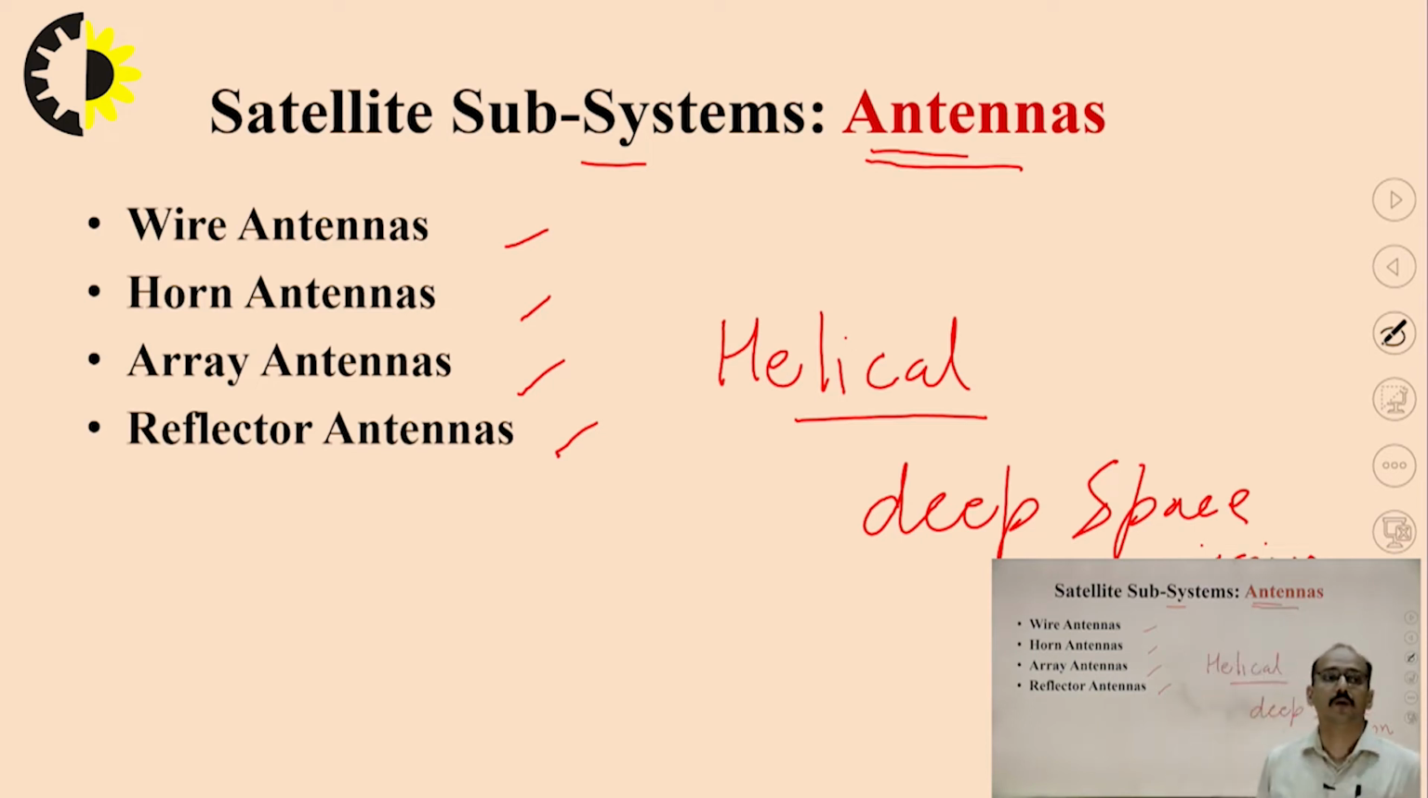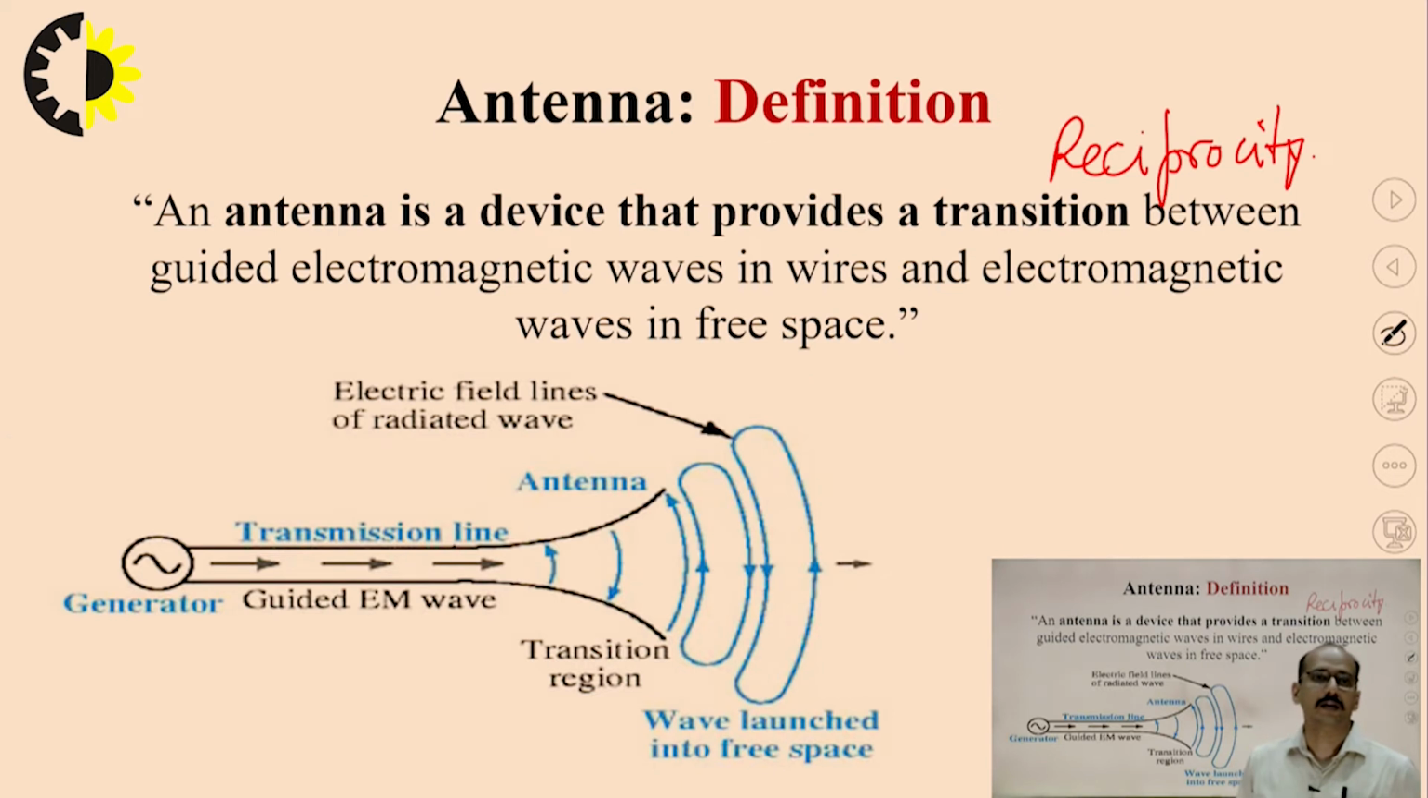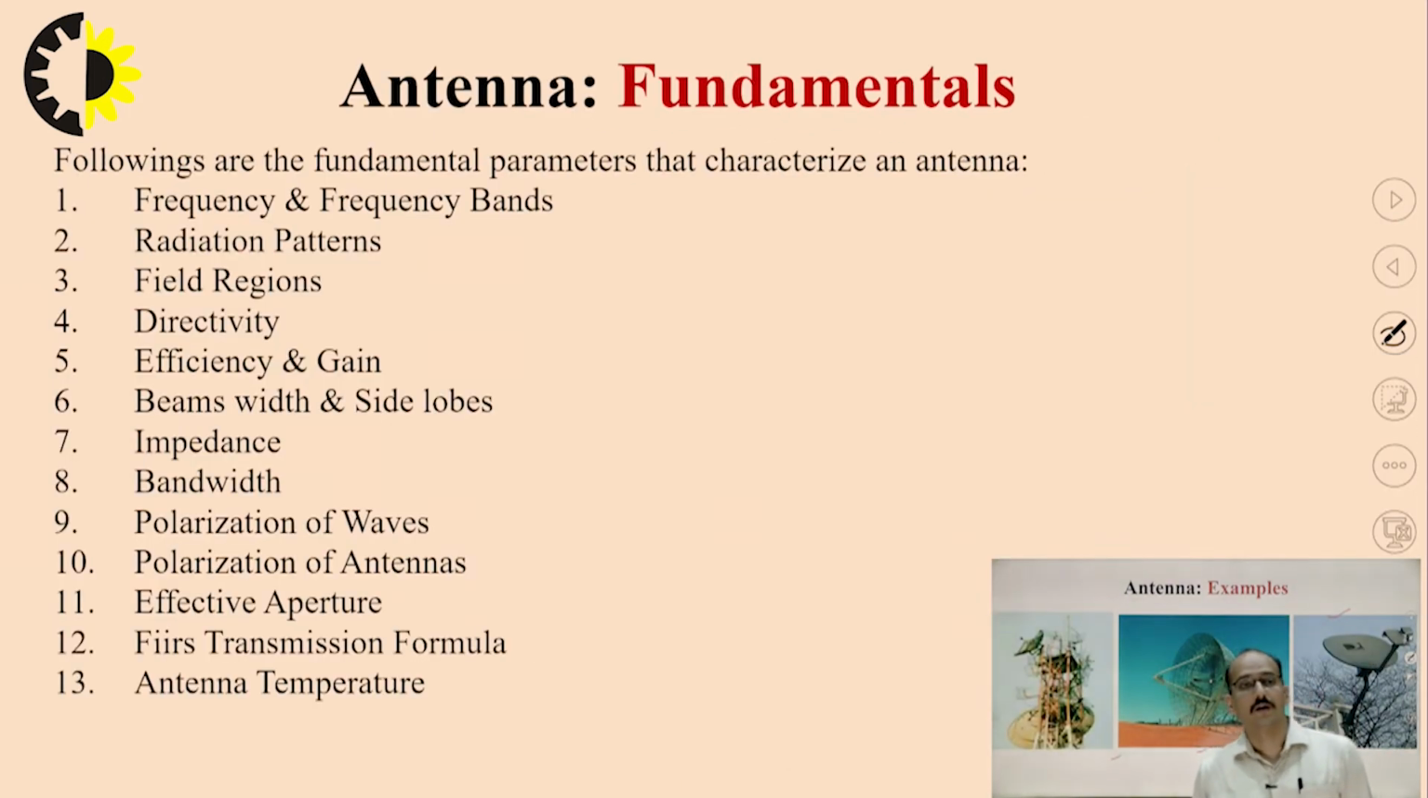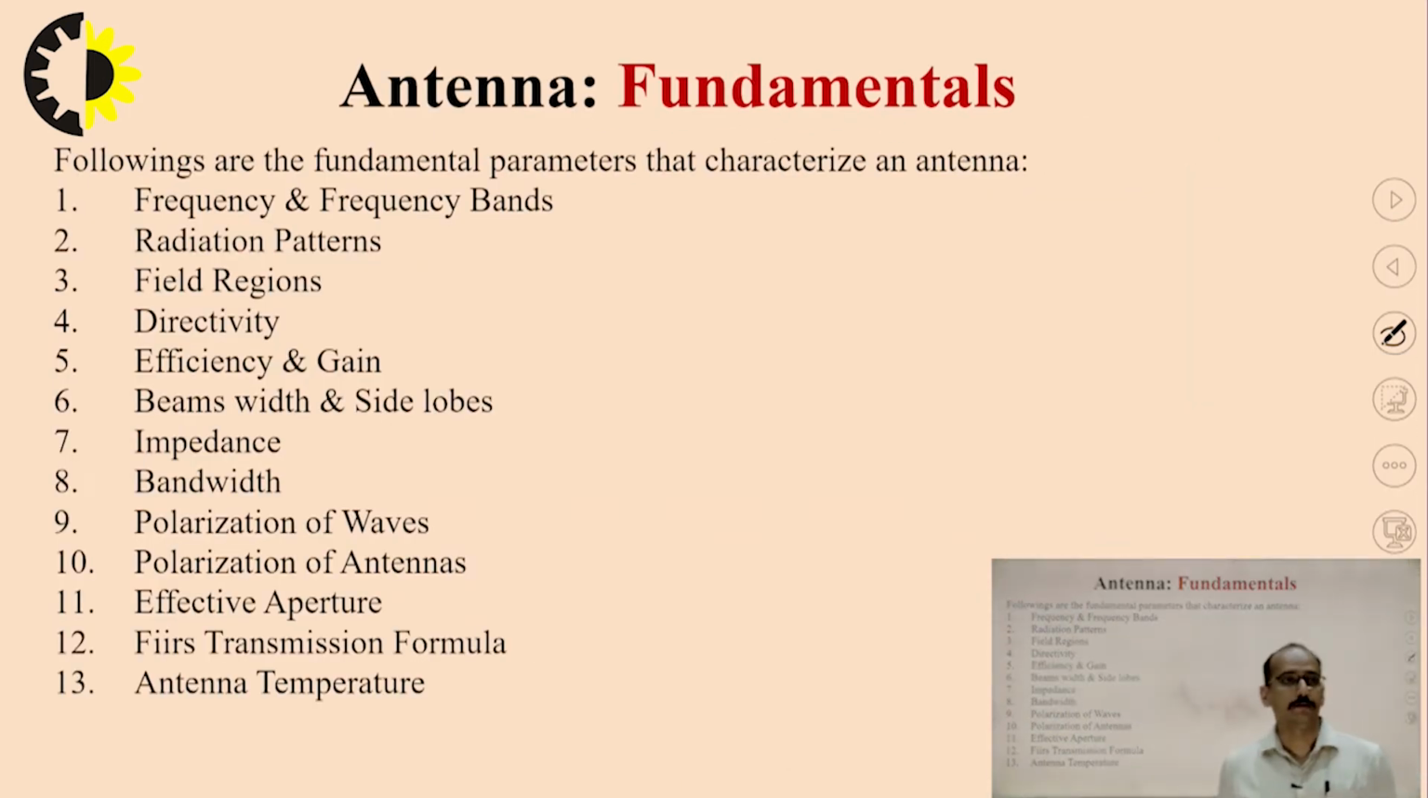Now, how are you going to select these types of antennas for an individual satellite? Basically, any antenna has some fundamental parameters. Those parameters are the frequency band for which that antenna is going to be used, and the radiation pattern, which means the two or three dimensional graphical representation of the field strength.